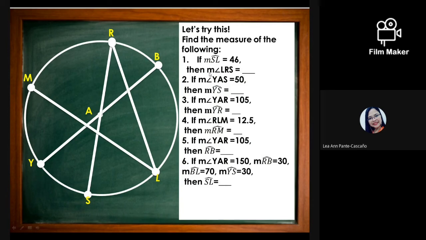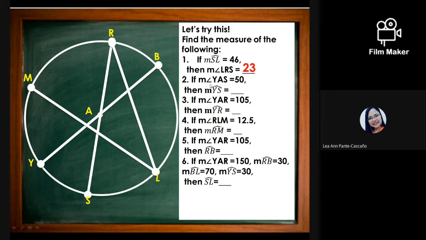Okay? Halimbawa, dito sa number 1, if the measure of arc SL is 46, then the measure of angle LRS is what? Identify muna natin, is it inscribed or central? LRS. Since LRS is an inscribed angle at hinahanap natin ay angle, so we need to find the half of 46. So therefore, number 2 is 23.